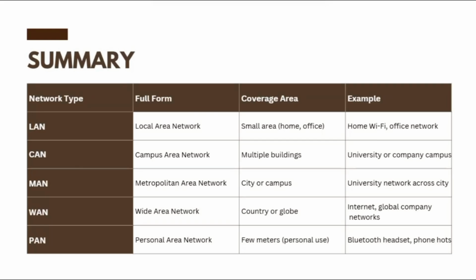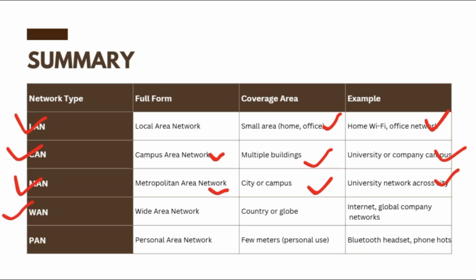Now let's quickly summarize what we learned. LAN, which is a local area network, which covers a small area like a home or office, a home Wi-Fi or office network. Second is a CAN, campus area network, which connects multiple buildings. Example is a university or a company campus. Third is a MAN, metropolitan area network, which covers a city or campuses. So university network across the cities.